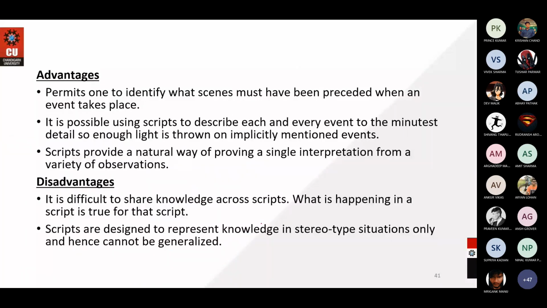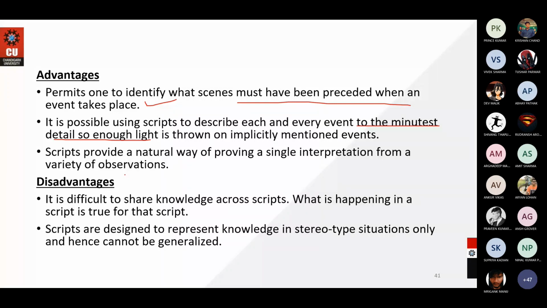Then the advantages of this model: it permits one to identify that scenes must be preceded when an event takes place, meaning the sequence of events should be defined. It is possible using scripts to describe each and every event to the minutest details, so enough light is thrown on the implicitly mentioned events. The next advantage is that scripts provide a natural way of providing a single interpretation from a variety of observations, because this is simply a flow of events, so it is very easy to interpret the knowledge from this.